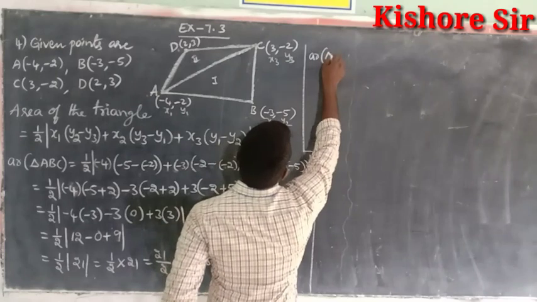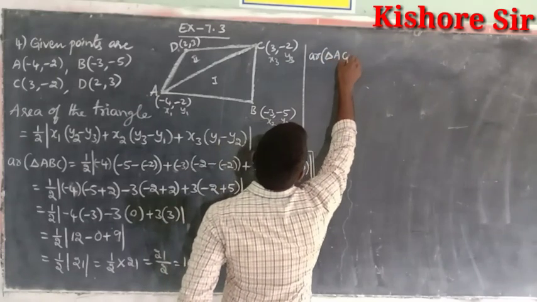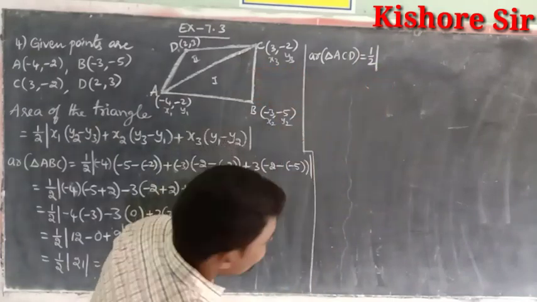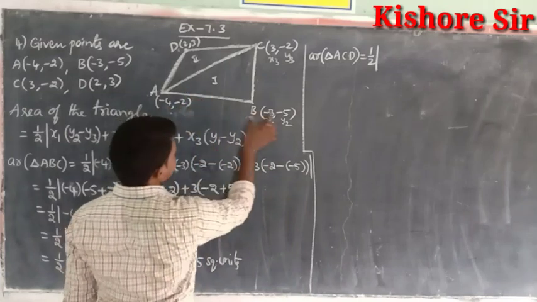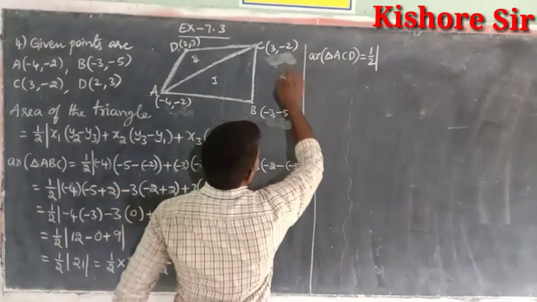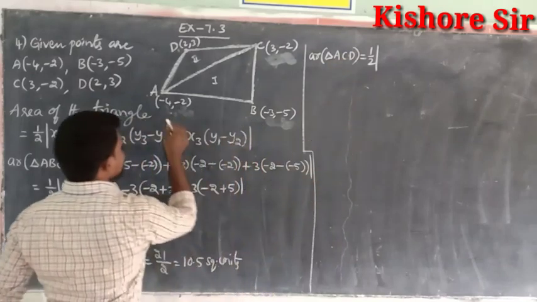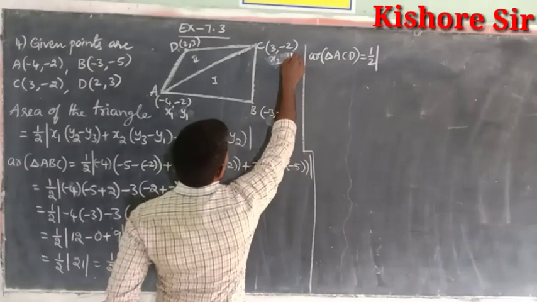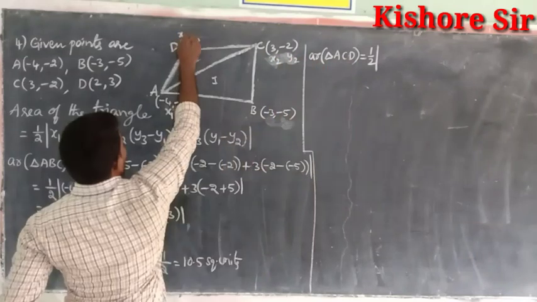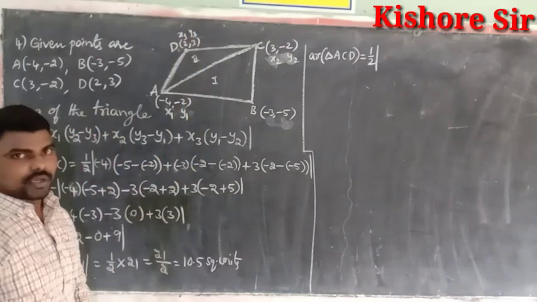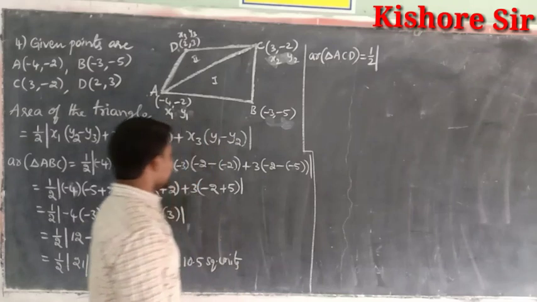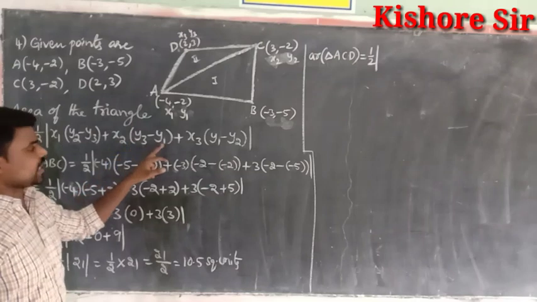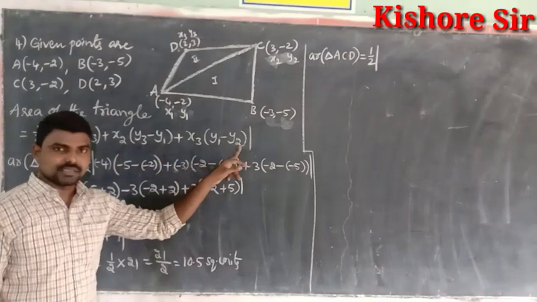Area of triangle ACD is equal to 1 by 2 modulus. For ACD, first point A we can take as x1, y1, second point C as x2, y2, and third point D as x3, y3. So the formula is 1 by 2 modulus x1 into y2 minus y3 plus x2 into y3 minus y1 plus x3 into y1 minus y2.